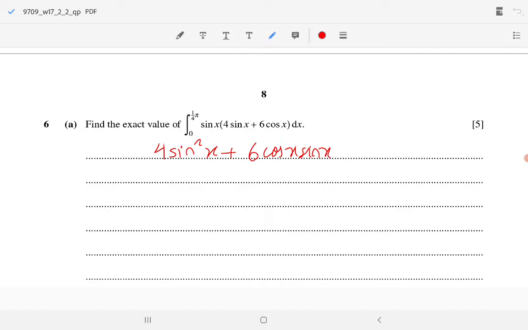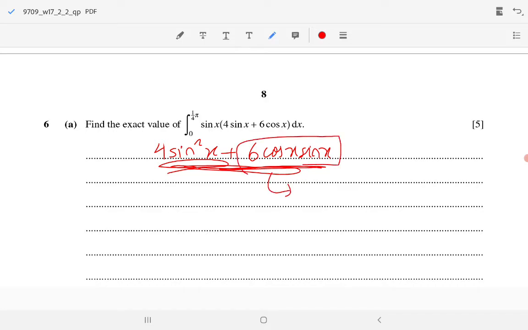Well, we know the integration of cos 2x, sin 2x, sin 3x, cos 4x, but we do not know the integration of sine square x. So we need to somehow simplify this. Let's just talk about this term first.